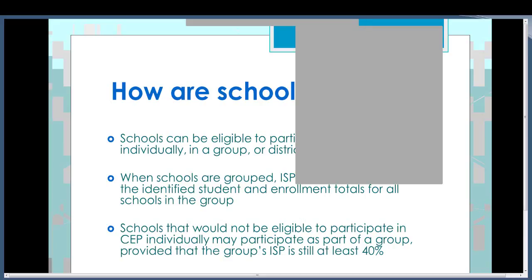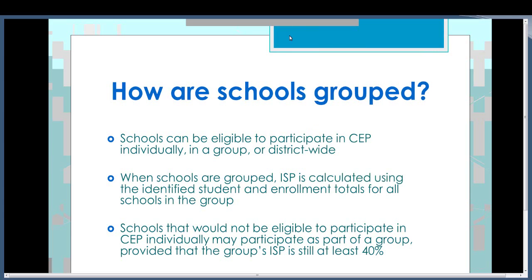You add all of your students up across all schools, and then you divide. Other than adding your identified student and enrollment figures beforehand, calculating the group ISP is pretty much the same as calculating it for an individual school. It's just that you're adding up all the figures, so it's reflective of the totals for all of the schools put together. One feature of CEP that I'll highlight related to the grouping is that some schools in a group may not meet the 40% threshold on their own. But because the group ISP is at least 40%, they can still get on board.